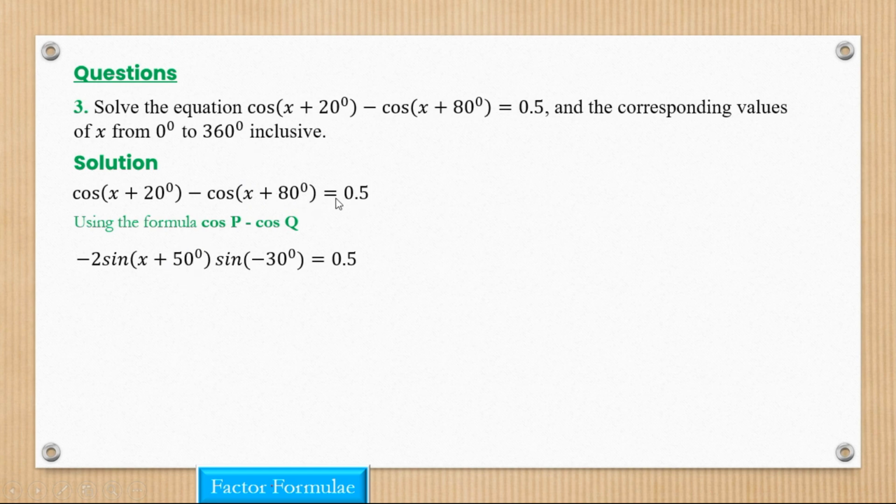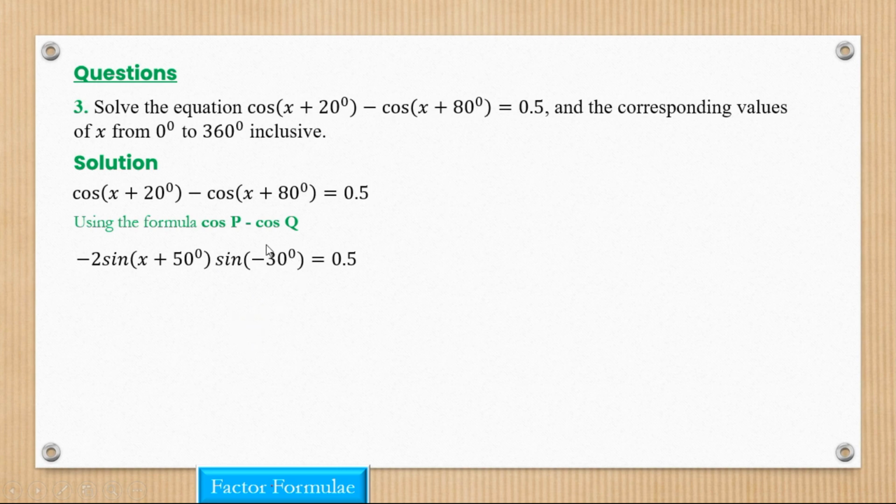And then on this other side, we can see x plus 20 minus x plus 80, and we have a negative 30 degrees after dividing everything by 2, because 20 minus 80 is negative 60, and negative 60 divided by 2 is negative 30. So this is what we end up with after applying the factor formula.